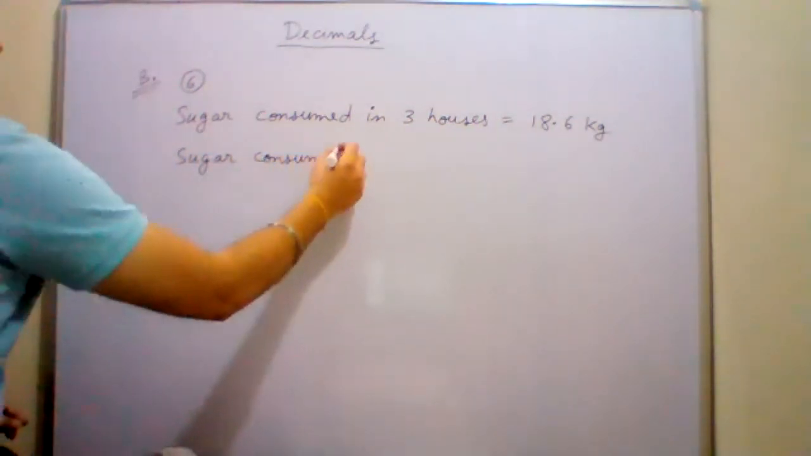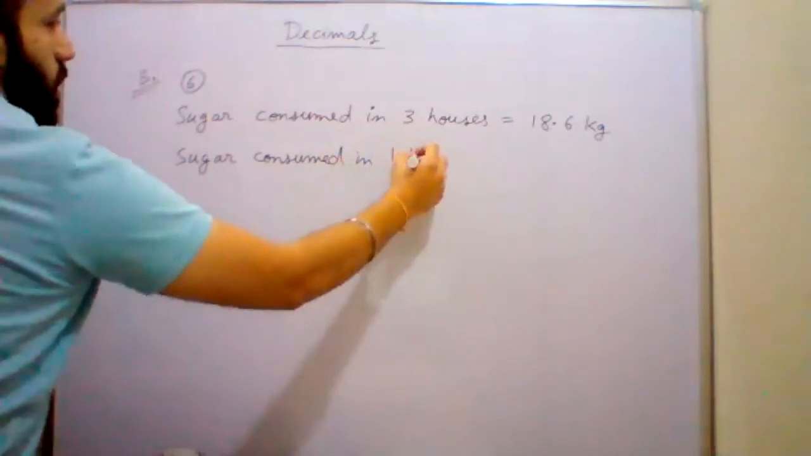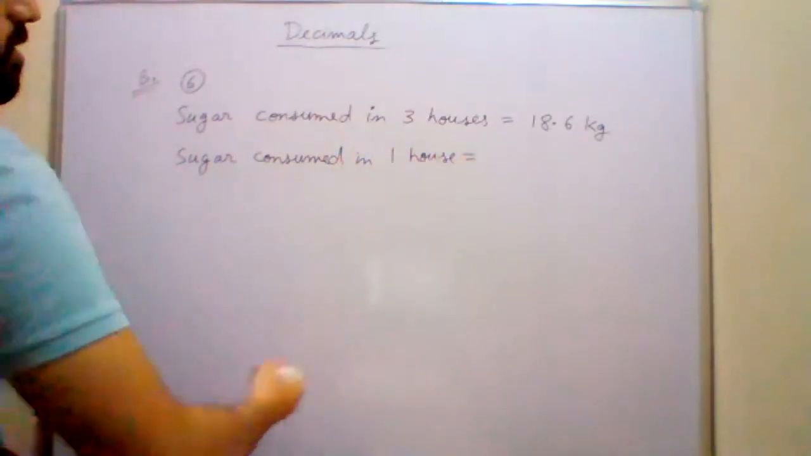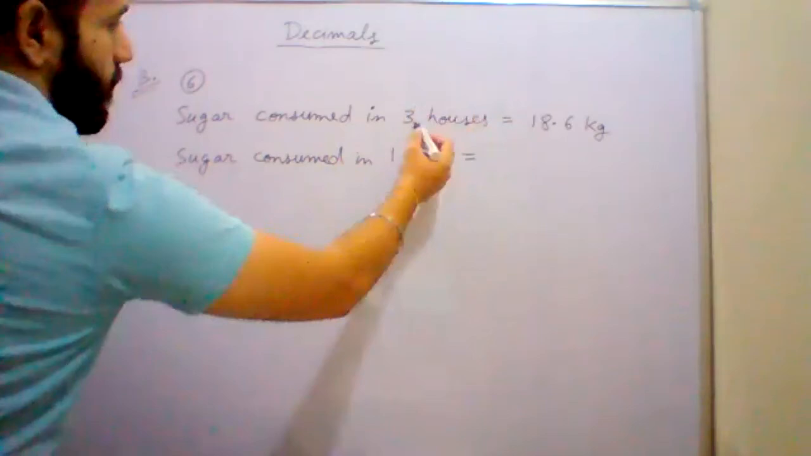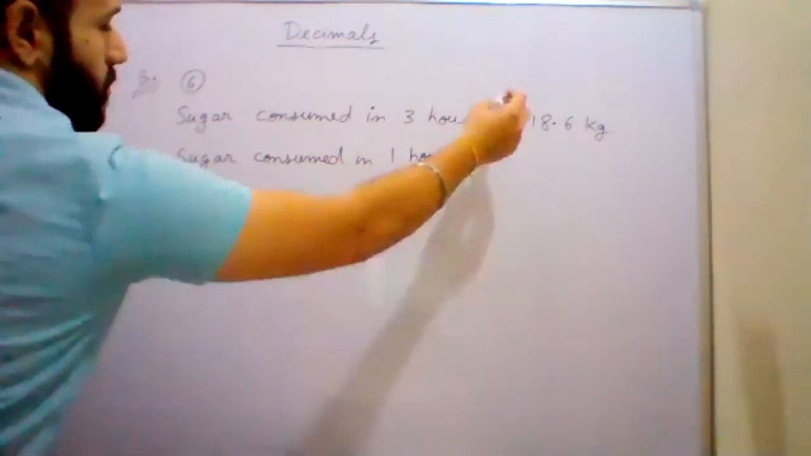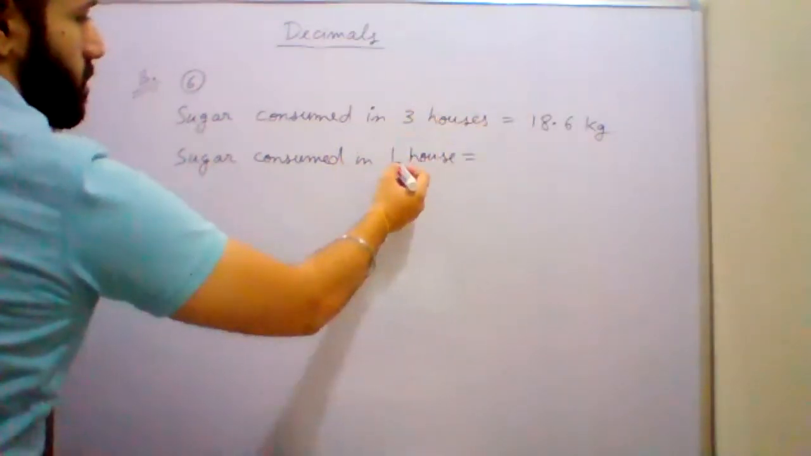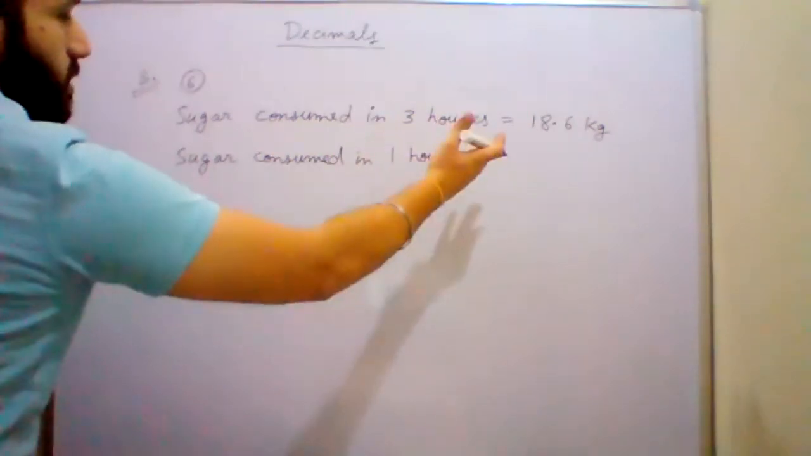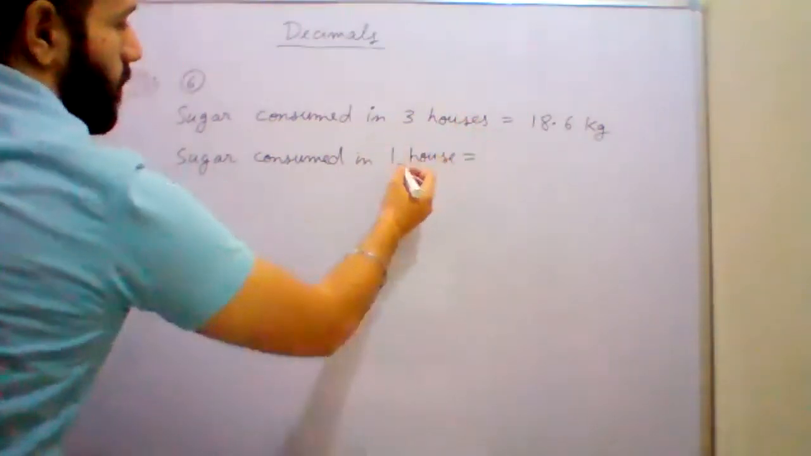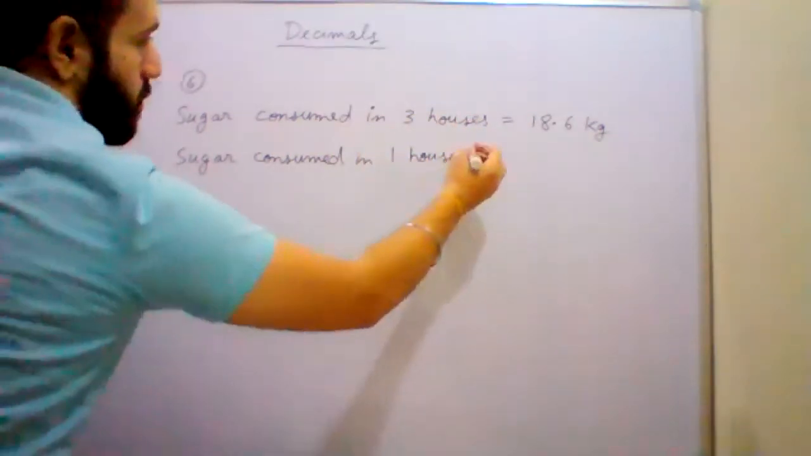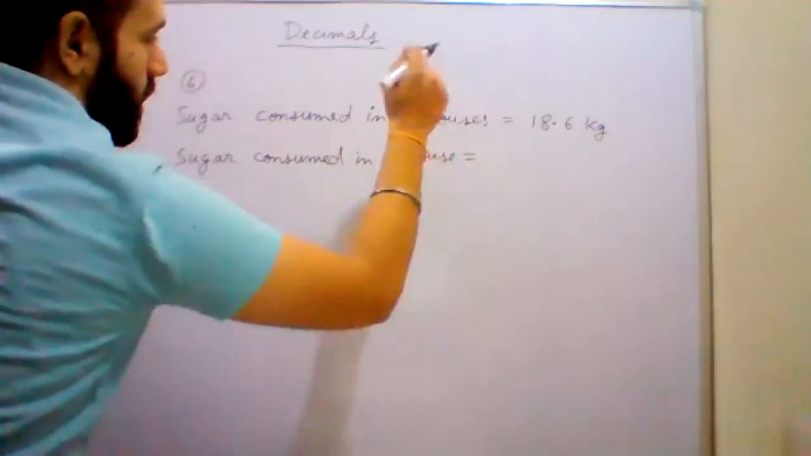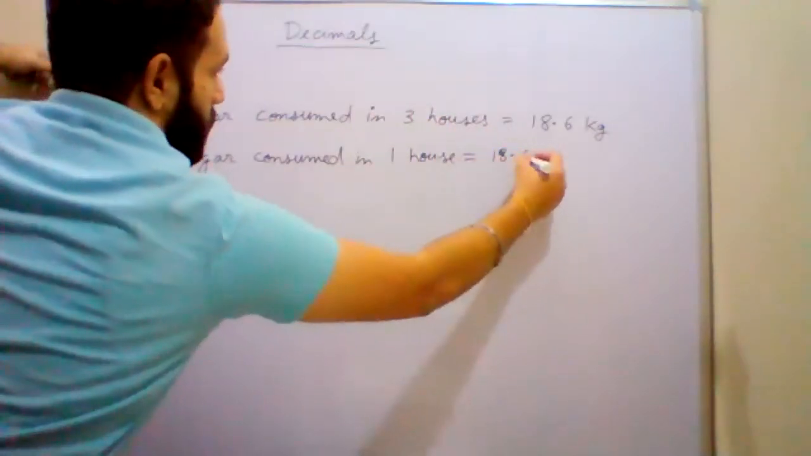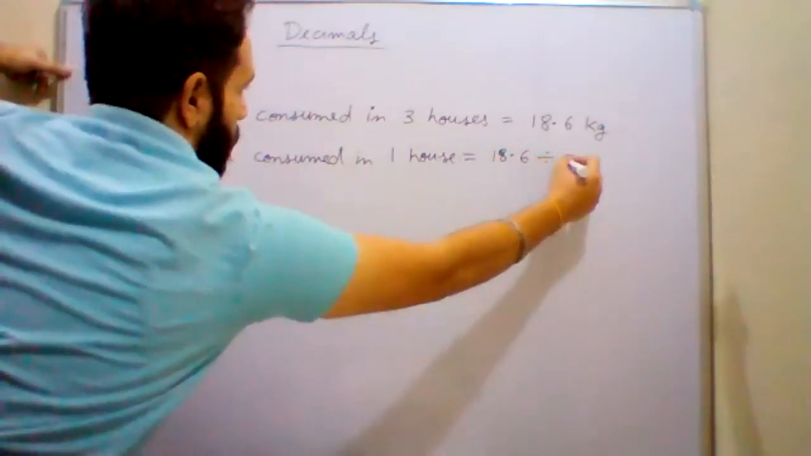Sugar consumed in 1 house. So the quantity for more houses is given, and they are asking in the question for 1 house. So that means it is clear that we have to divide to find for less number of houses. More is given, less is asked. So you will divide 18.6 divided by 3.